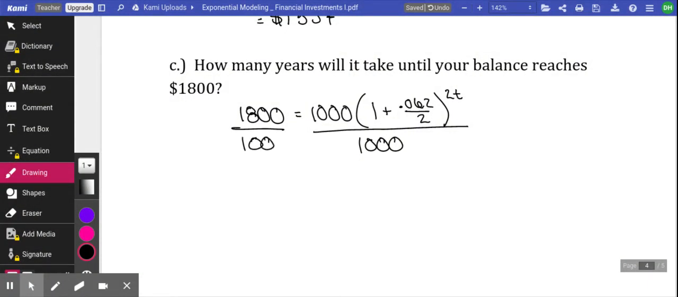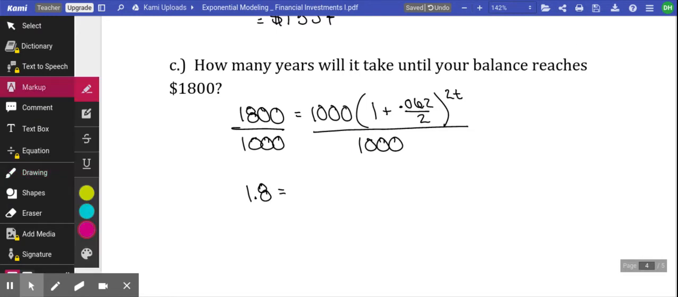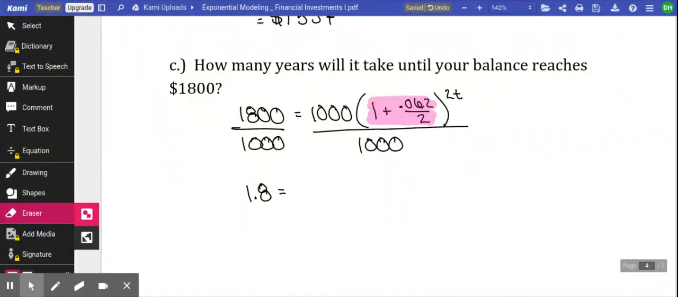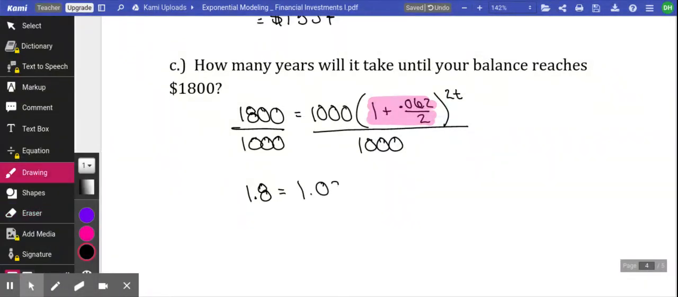We're going to earn our money here. And that's going to give us about 1.8 equals. Now let's see if this comes out nice. I may just type this portion in and convert it to one numeral. That came out to be 1.031 raised to the 2t. All right, cool.